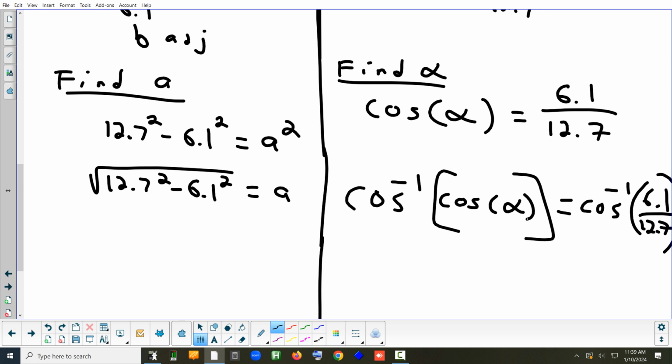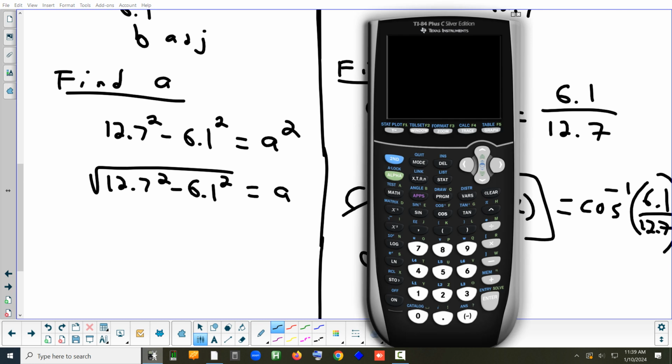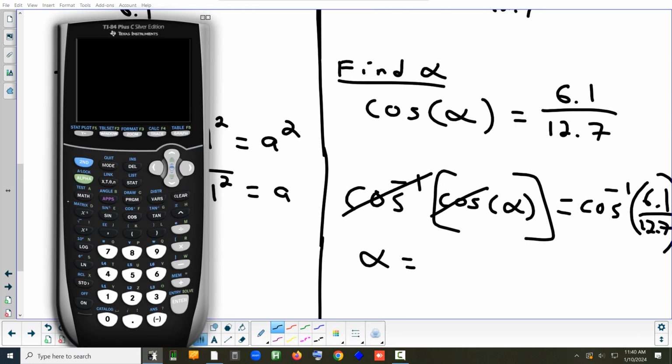So what do you think happens when I take the inverse cosine of the cosine? Just cancels and we're left with alpha. They cancel out. There's no multiplication happening on this left-hand side at all. Just to be clear about that, you're not multiplying anything together. You're plugging cosine into the inverse cosine. This is an argument to the inverse cosine function. When you plug that in, it cancels. And now we get inverse cosine of 6.1 over 12.7.